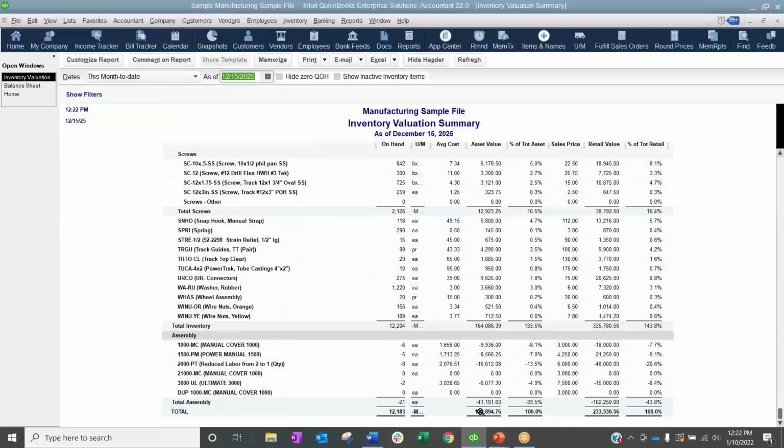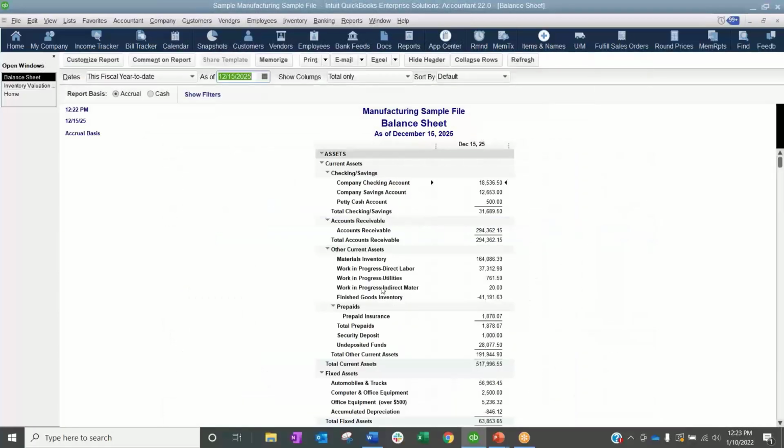So these 2 reports, when I come in here and I look at them, what I'm really looking for is my asset value. But before I go to that, making sure my asset value ties to my balance sheet. But before I go to that, let's just talk about what these reports mean.